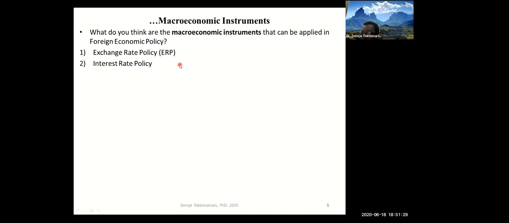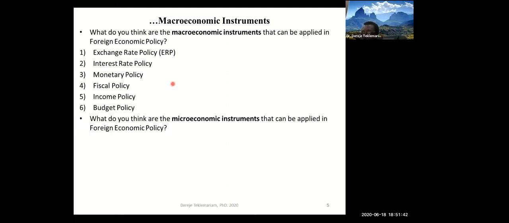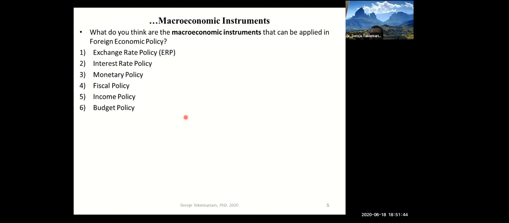The other thing is the interest rate policy, even the monetary policy, the fiscal policy, income policy, budget policy. These are the six powerful macroeconomic instruments that can be applied by states to influence their foreign economic policy. Okay? I'm sure if I ask you this one by one, you can really understand what's ERP, what's interest rate policy, what's monetary policy, you are in this department.